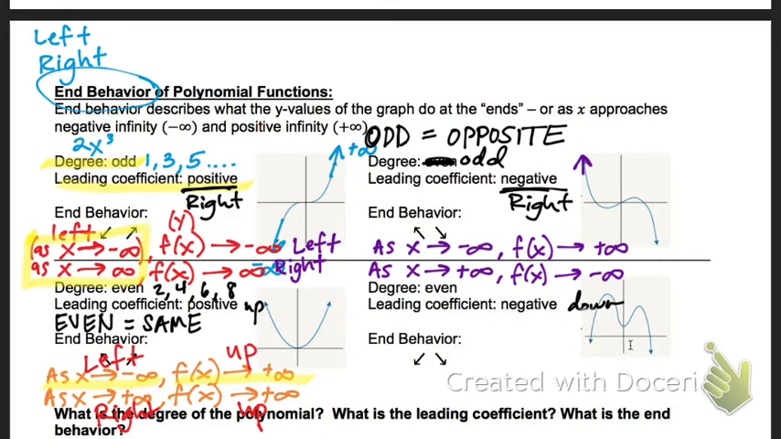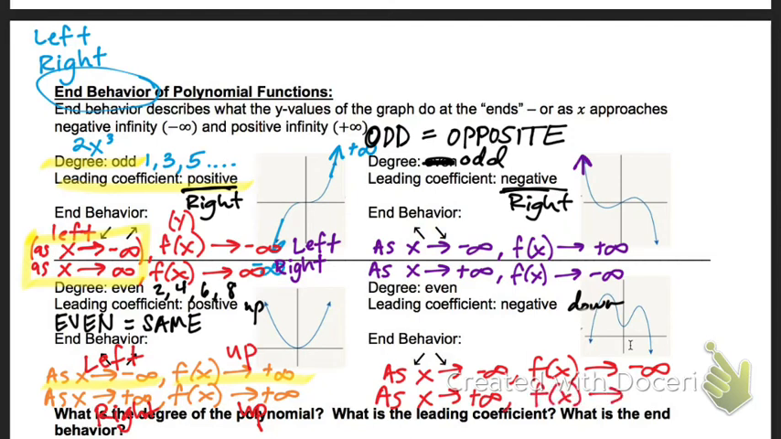For the last one, same thing: as x approaches negative infinity, f of x approaches what? It's going down, so negative infinity. As x approaches positive infinity, so to the right, f of x also goes down, so f of x goes to negative infinity.